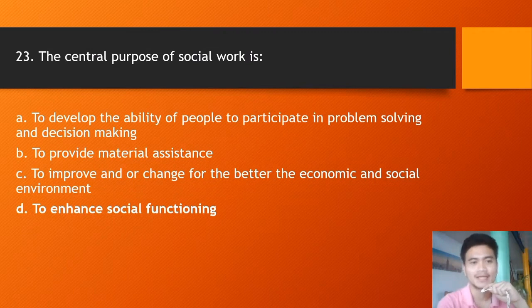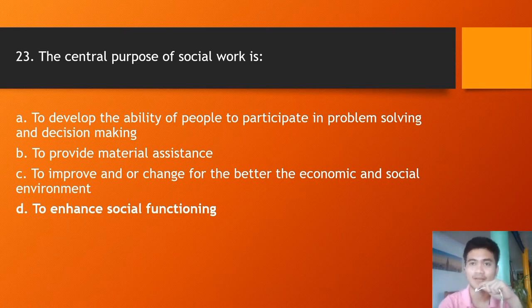Number 23. The central purpose of social work is, okay, possible, but we are looking here at the best option. Letter A, it can be social work. The developing ability of people to participate in problem solving and decision making that is aligned with the principle of self-determination. Letter B, to provide material assistance. That is also correct, especially on the developmental function, the provision of assistance.